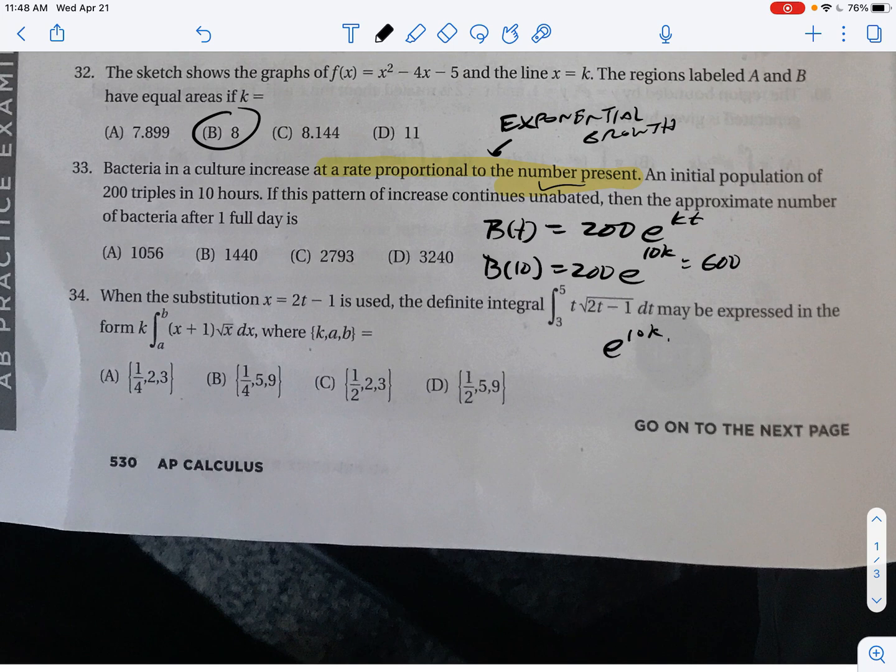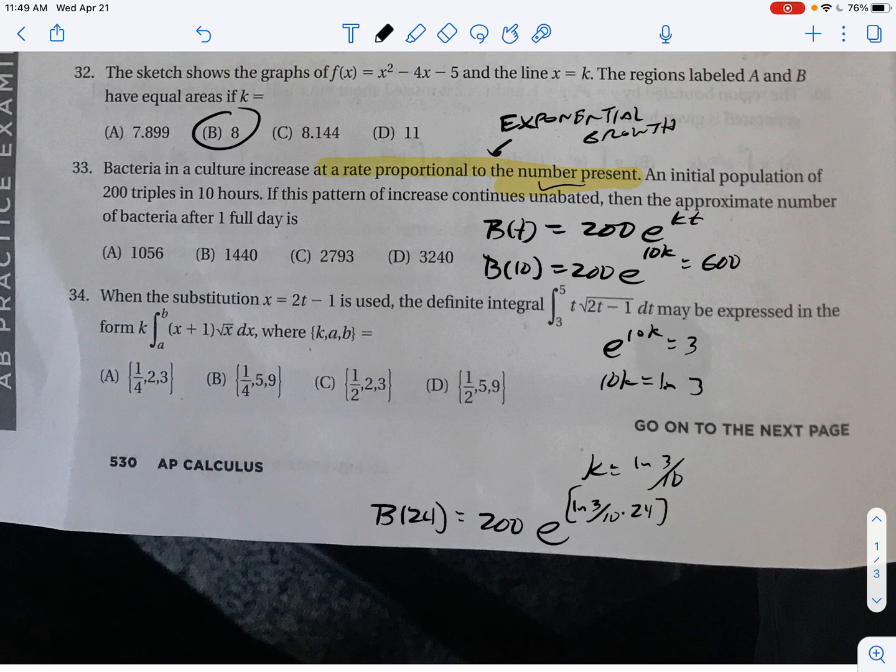So e to the 10k is 3. 10k is the natural log of 3. So k is the natural log of 3 divided by 10. So after 1 day, B of 24 would be 200 times e to the natural log of 3 over 10 times t, which is 24.